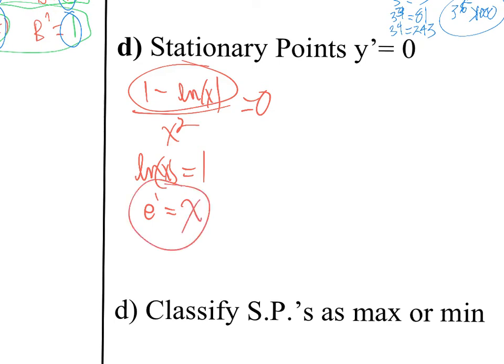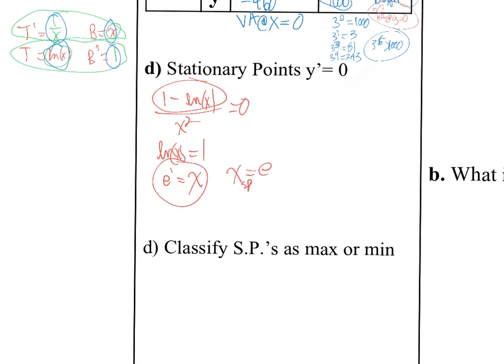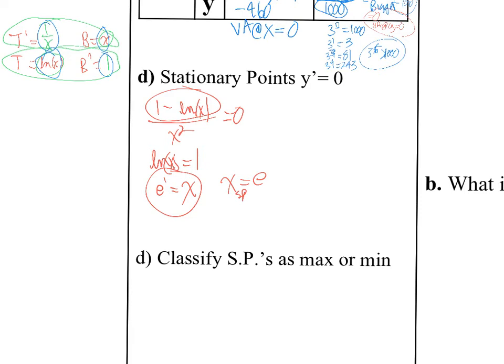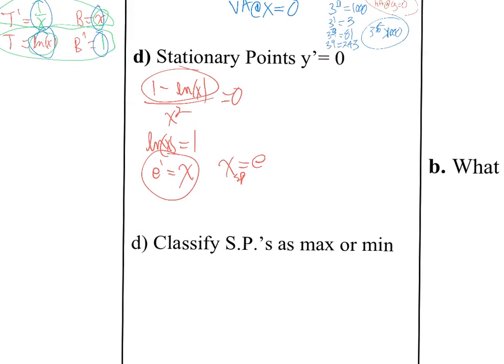So the stationary point is at x equals e. Is that stationary point a minimum or a maximum? That's what we have to figure out. And again, that's tough because it's 1 minus ln x. So let's think about what that looks like.